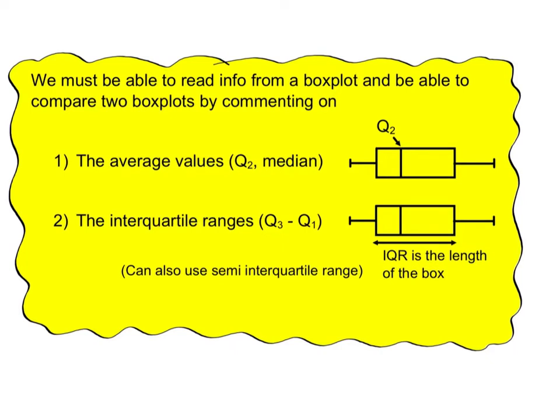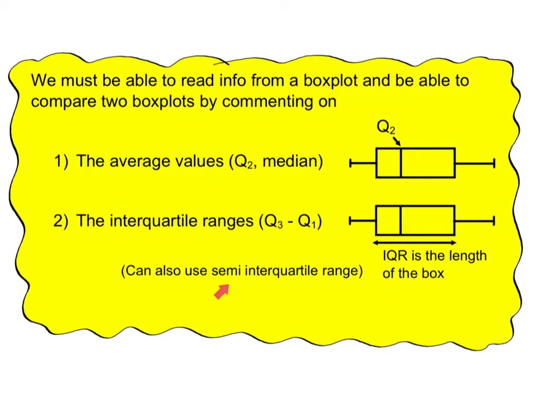So the things you can compare quite easily by looking at the box plots, the two we'll focus on will be the average values, which is the median. Now remember, in a box plot, this middle line here represents Q2, the median value. And the other thing we might look at comparing here is the interquartile range, which is Q3 take away Q1. Now remember, Q3 is this line here, and Q1 is represented by this line here on a box plot. Therefore, the length of this line from this part here to this part here will be the interquartile range. In other words, Q3 take away Q1 will give you the length of this line.